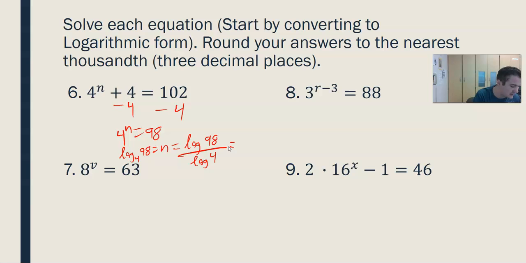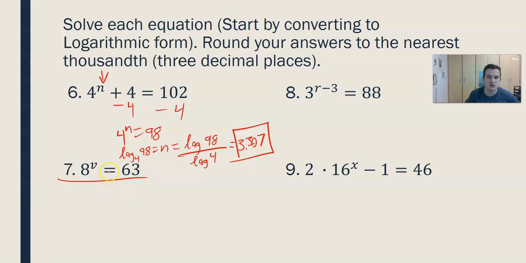And log of 98 divided by log of 4, if I type that in my handy-dandy calculator here, I get approximately 3.307. 3.307 is my answer here. That's my n. And again, if I plug that back in for n here, 4 to the power of 3.307 plus 4 will be 102.